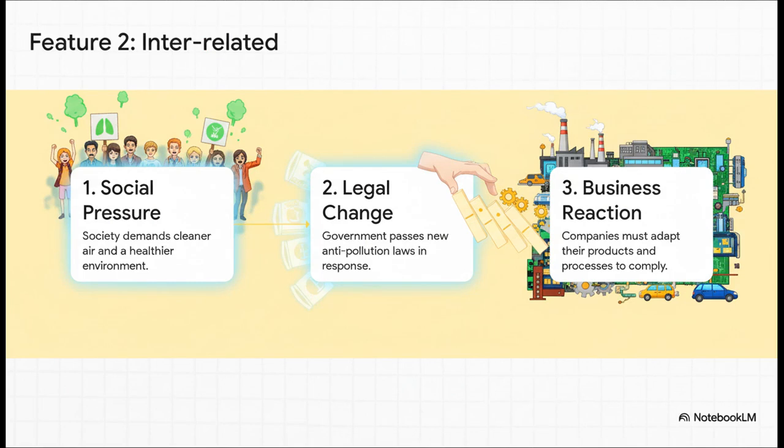Second, these forces are all interrelated. What's cool about this is how it shows a chain reaction. For example, people start getting more concerned about clean air. That's a social shift. That puts pressure on the government, which then passes new anti-pollution laws. That's a political and legal change. And what happens next? Businesses have to adapt. It's like a domino effect, one thing knocking over the next.